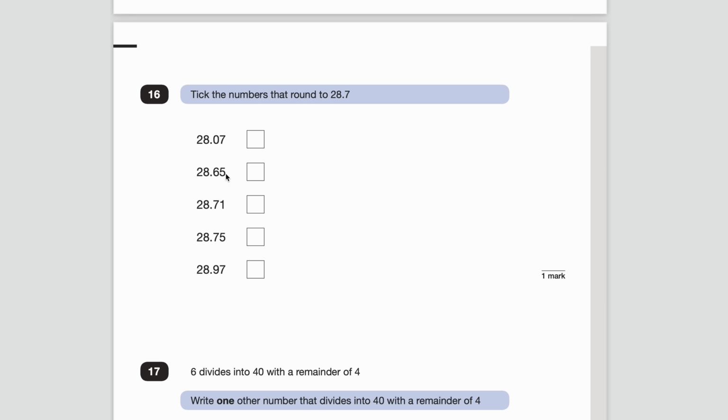So 65 is closer to 70 or 0.7 than it is 0.6. So that one definitely rounds up to 28.7. This one is just a 1 on the end, so it's very close to just 70, which is the same as 7. So that one is. This one is similar to the one above with the 5, but because it's 5 or above, we would give it a shove to the next number, which would be 80. So that wouldn't be right. And the rest are too big as well. So you can see that would round up to 29, and that would round down to 28. These are the two that you need.